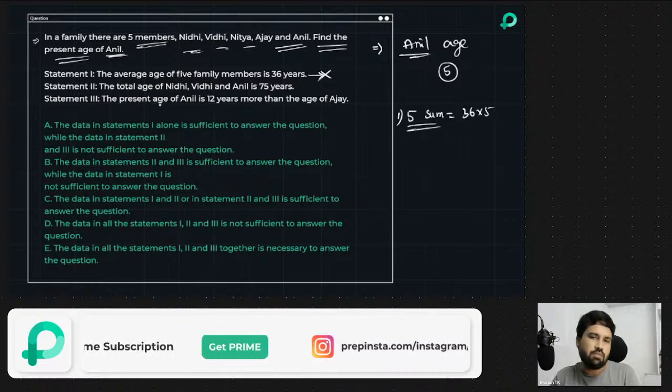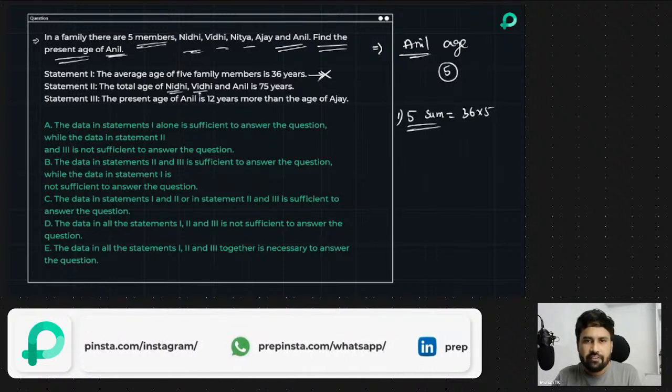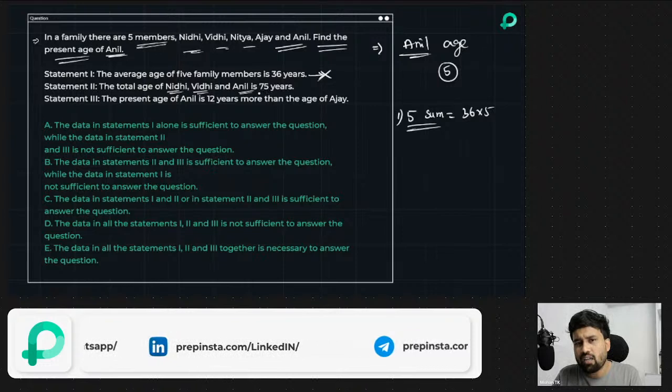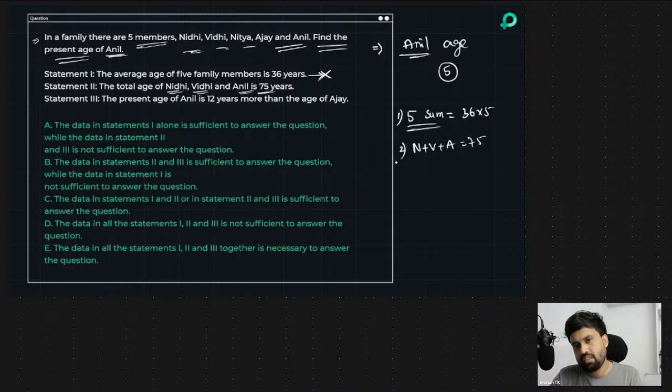Just look at the second statement. Nidhi, Vidhi and Anil together are 75, so Nidhi plus Vidhi plus Anil's age is 75. We have 5 members here and 3 members there. If you subtract them, you get the ages of the other 2 persons, Ajay and Nitya. But I am not getting Anil's age, right? So frankly, I can't say alone or together.